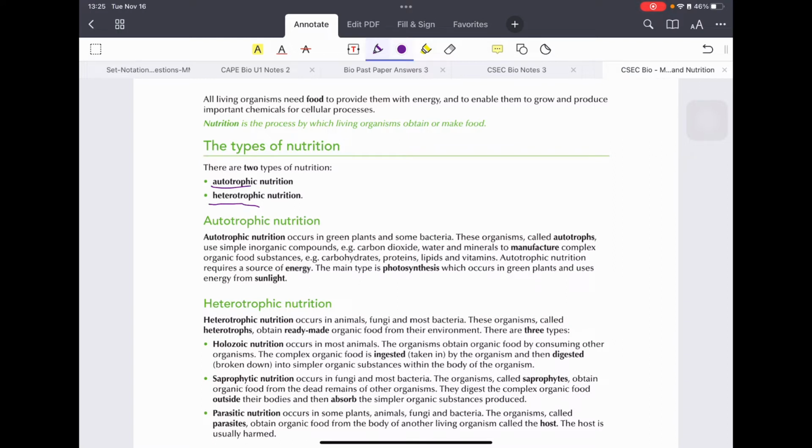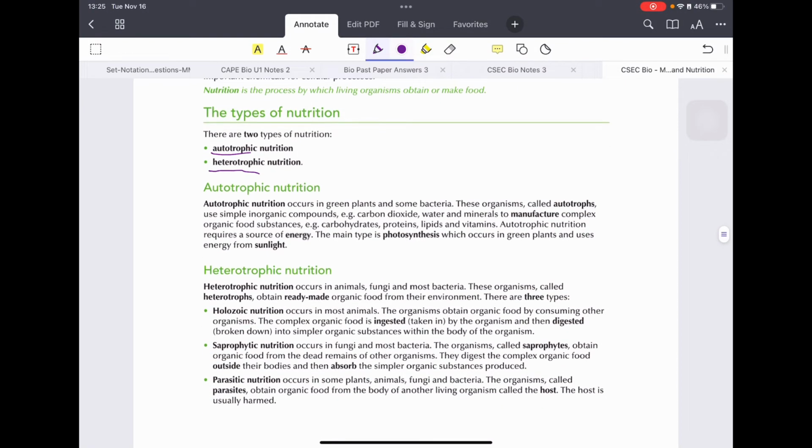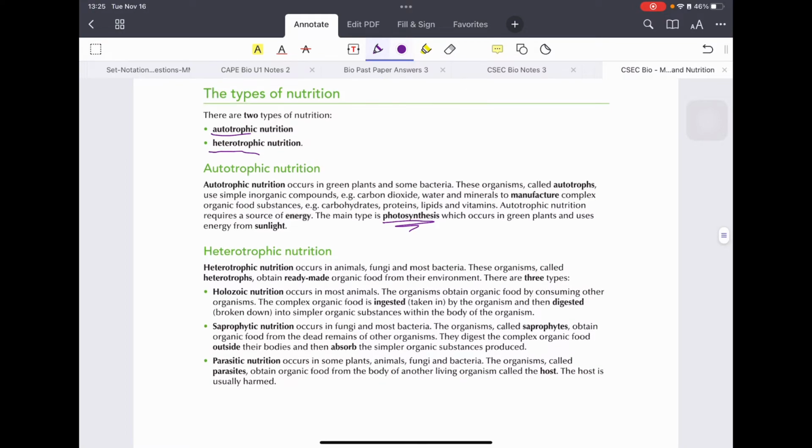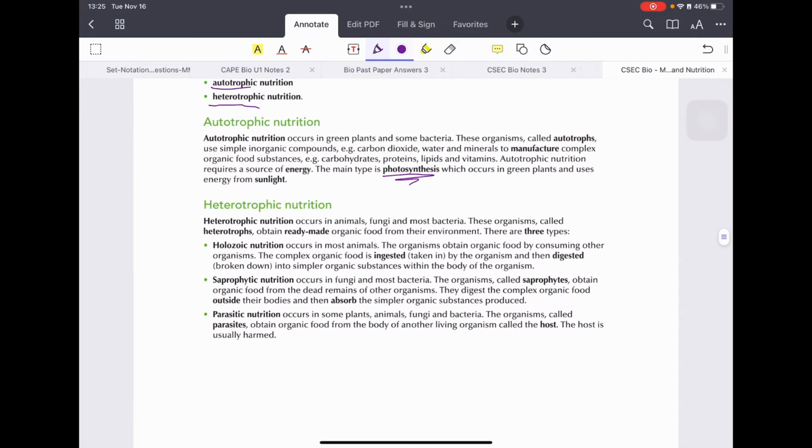So autotrophic nutrition occurs in plants and some bacteria as well, right? So they use compounds found in the earth, like water and carbon dioxide, to make their own food via photosynthesis. But we won't be getting into photosynthesis in this class. We'll have a separate class for this big topic of photosynthesis. We really want to focus on nutrition in animals today, okay? So let's skip ahead to heterotrophic nutrition. So heterotrophic nutrition will occur in animals, right?